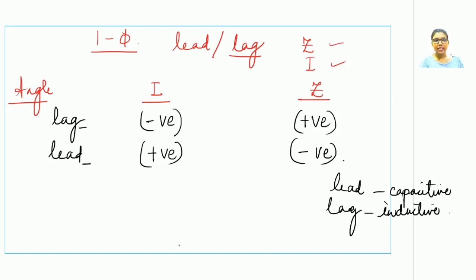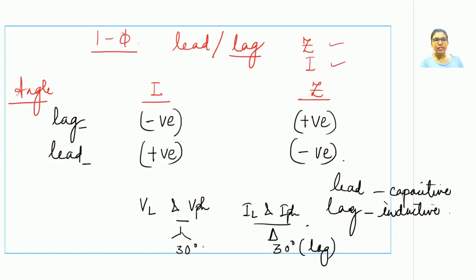As we have already seen, for three phase circuits, there is a phase difference between the line voltage and the phase voltage for a star connection, and there is a difference between the line current and the phase current for a delta connection. They are already carrying a phase difference of 30 and 30. Over here it's a lag, over here it's a lead.